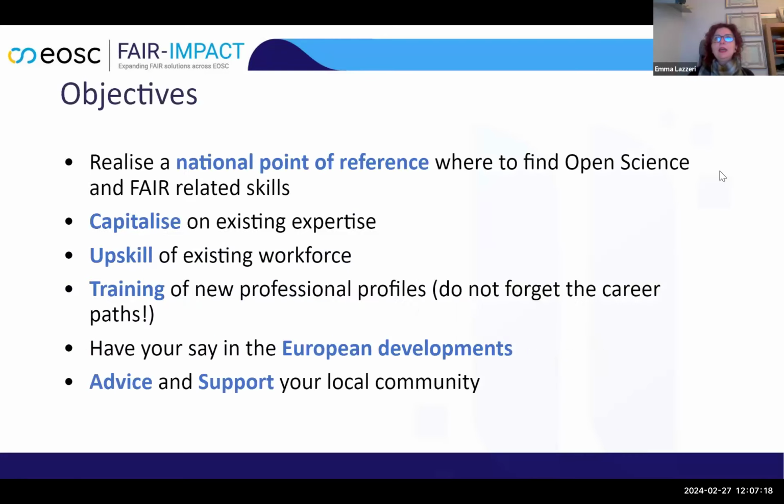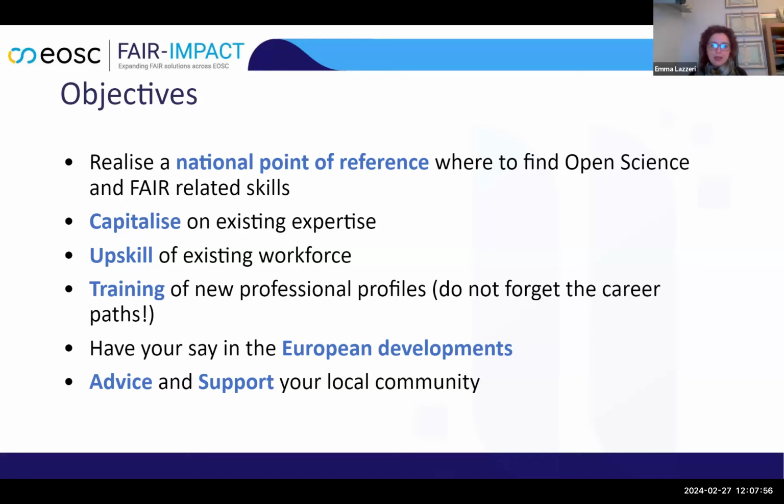So I started from the objectives of the plan. Of course, I will stress that in my view, but it is my personal view that I share, I have to say, with others, I really believe that realizing a national point of reference for open science and FAIR related skills is a key way to success. This is because I have seen in the past, and I've been working in skills development since the very early stage of the EOSC.